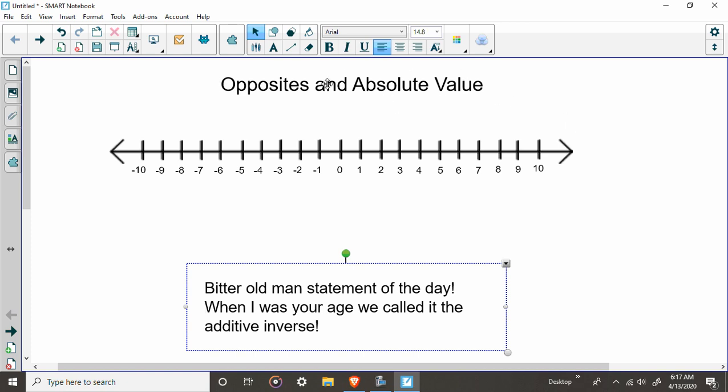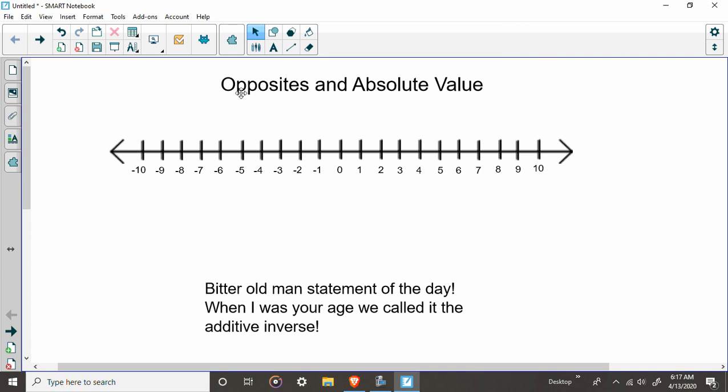Now, before we get into this, I want to have my bitter old man statement of the day. When I was growing up, we never called them opposites. We called them the additive inverse.